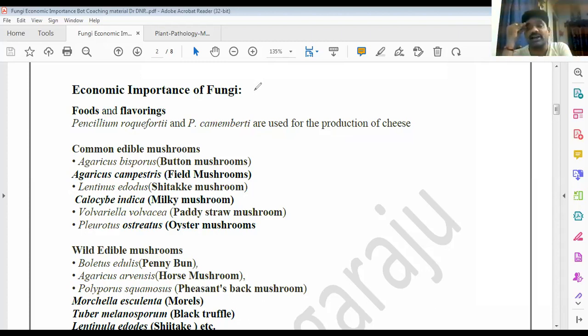I already told you mushrooms are the vegetable meats. They have rich protein, 21 to 36% proteins are there in mushrooms, and highly saturated fatty acids and highly rich proteins are there.